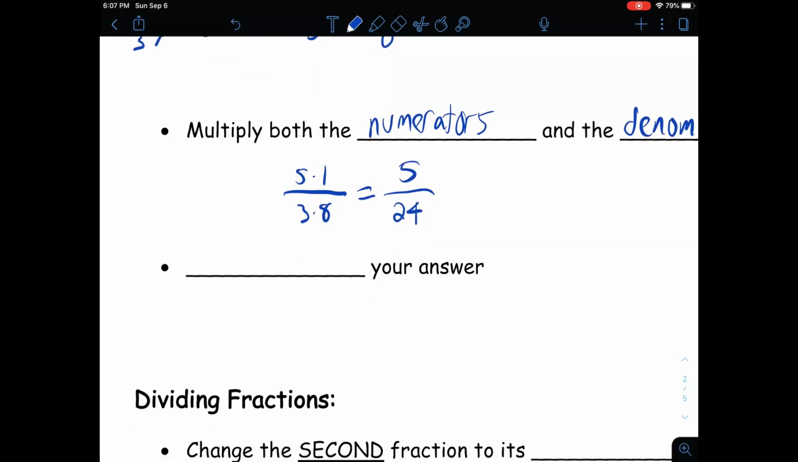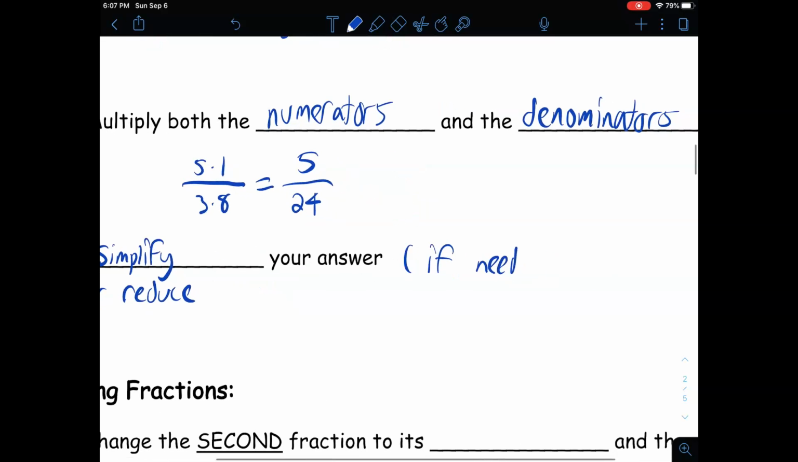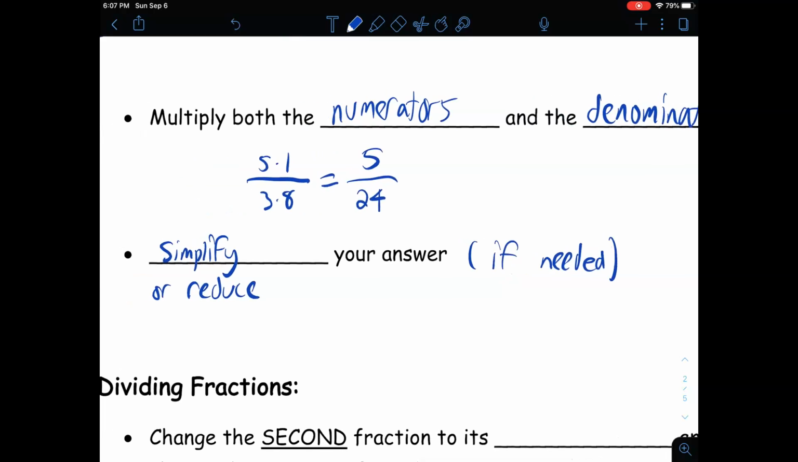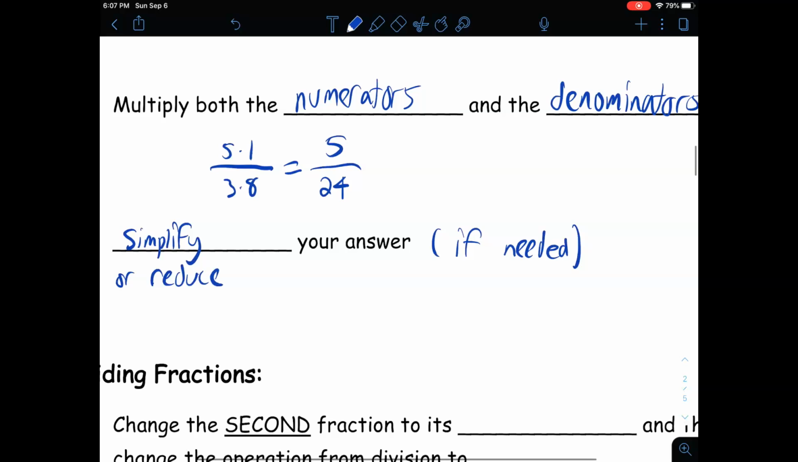And then you also want to, if you're able to, simplify or reduce if needed. So is there a number that goes into both 5 and 24? 5 doesn't go into 24. 24 doesn't divide by 5. 5's 10, 15, 20, 25. Nope. The numbers that go into 24 are 2, 3, 4, 6, 8. Those are all numbers that don't divide by 5. So this is going to be our final answer: 5 over 24.